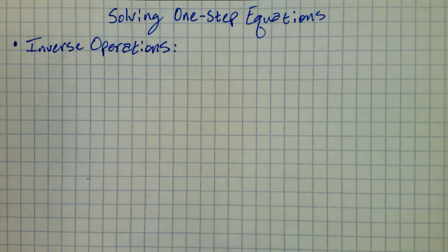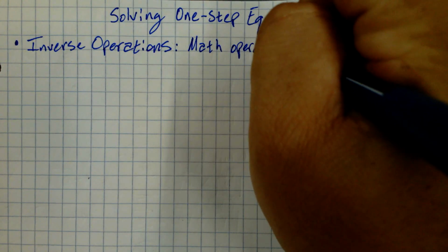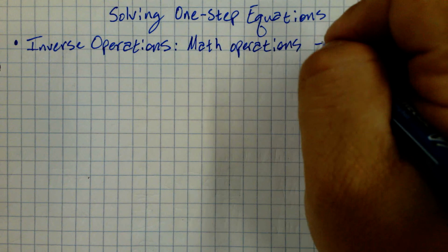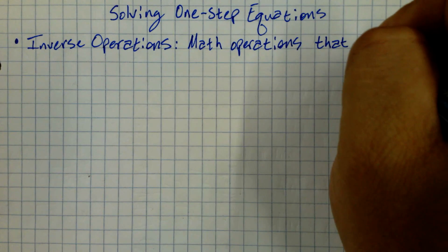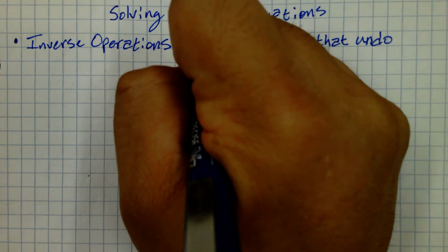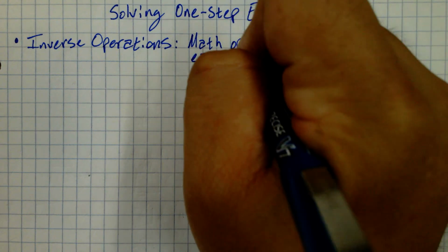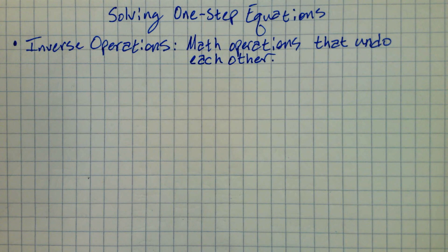Inverse operations. So inverse operations are math operations. Write this down, please. Math operations that are opposites, so they undo each other. And I'm sure you're familiar with which ones they are. So write that down. Inverse operations, math operations that undo each other. They come in pairs.